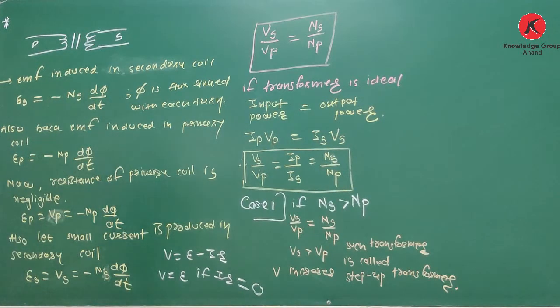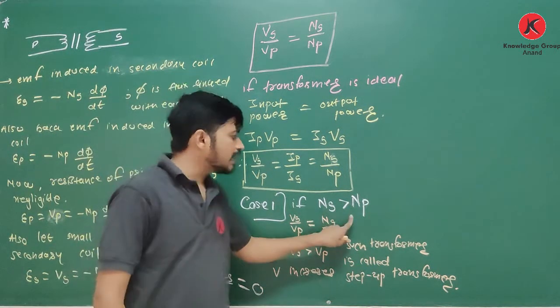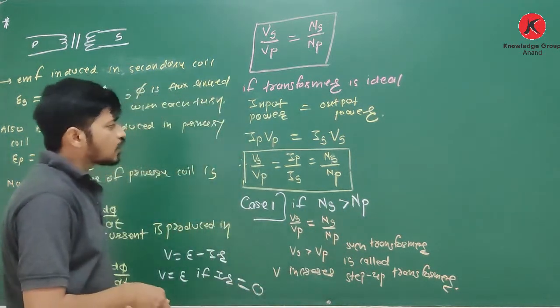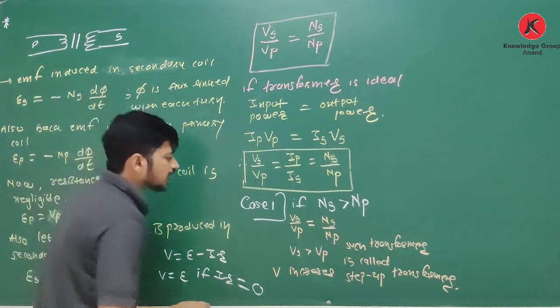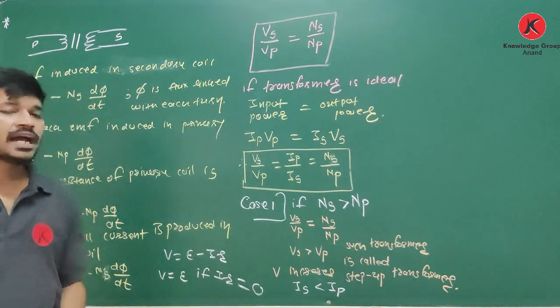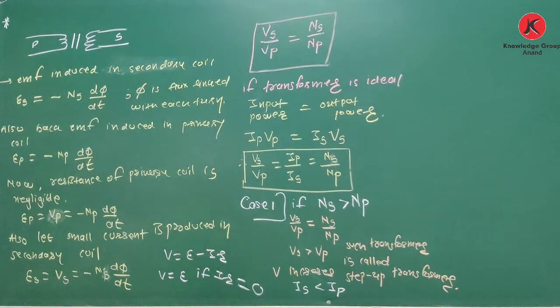A transformer in which voltage increases is called a step-up transformer. What is the condition in a step-up transformer? Ns greater than Np, that is, the number of turns in the secondary coil is greater than the number of turns in the primary coil. So Vs is greater than Vp. What about I? Is is less than Ip. Clear about this? So that is the first case, the step-up transformer.